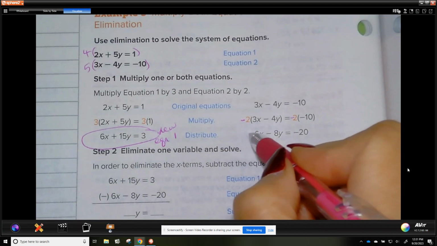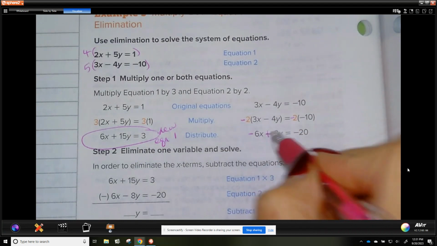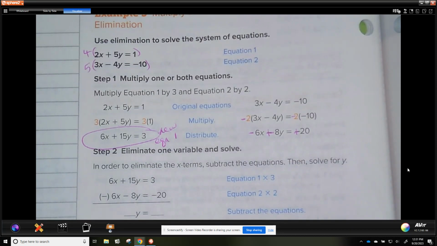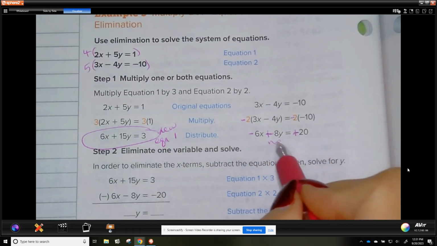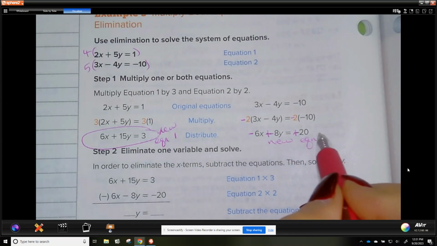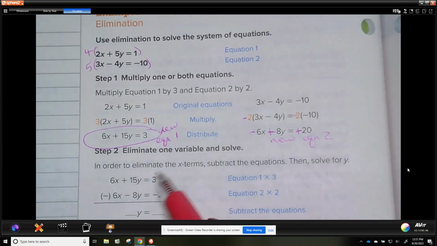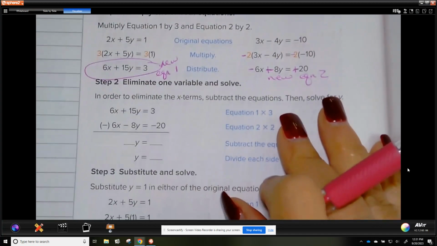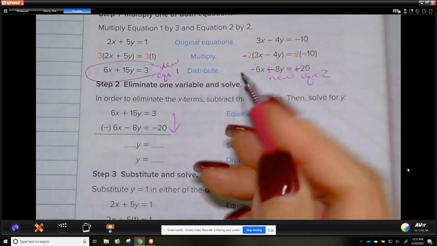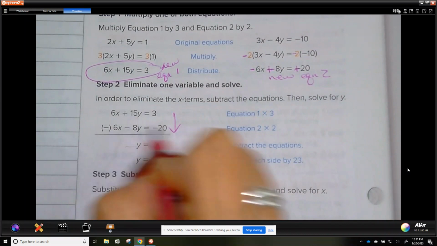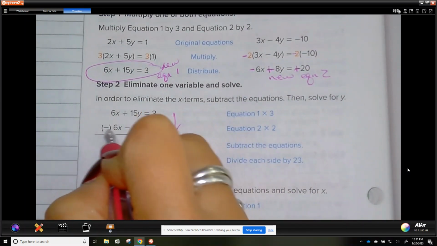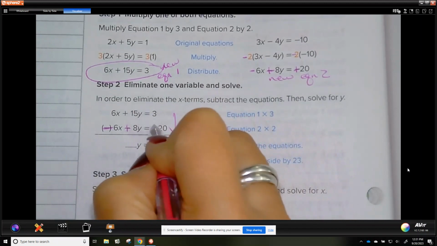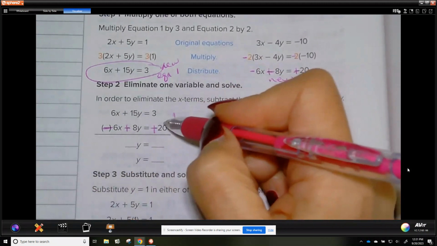So this is going to be a -6. This is going to be a plus 8y. This is going to be a plus 20. So this is my new equation 2. Now we're going to write them vertically and add down. So remember, they said subtract, which means you have to change it. So this is a -6, this is a plus, and this is a plus. So now I just have to add down.